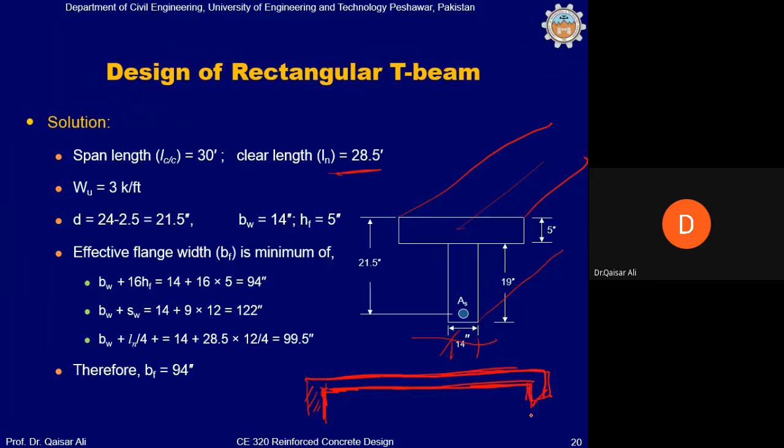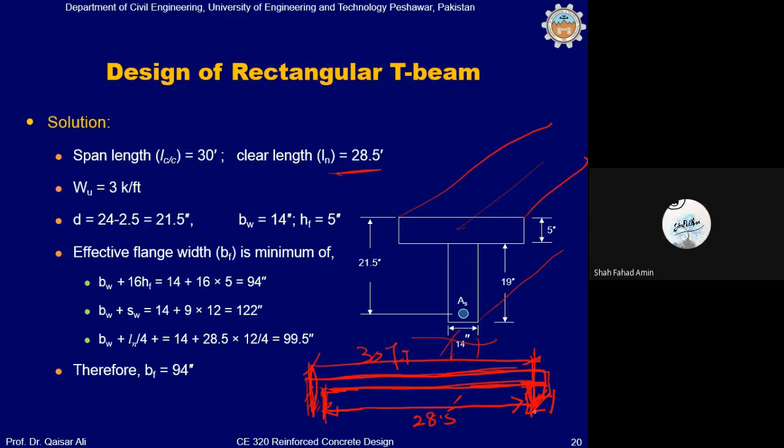So if this is a wall here, this is the clear length, which is 28.5. And from center to center, center of this wall to center of this wall, it is 30 feet. So, which means that, what is the width of the wall? Width of the wall is how much?